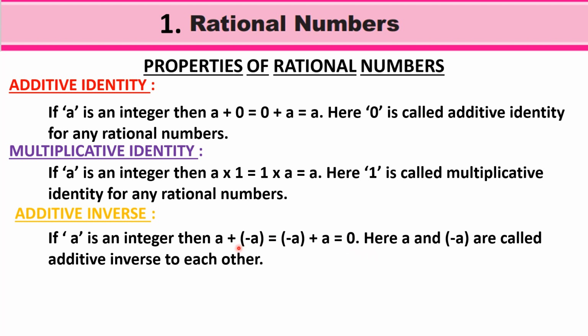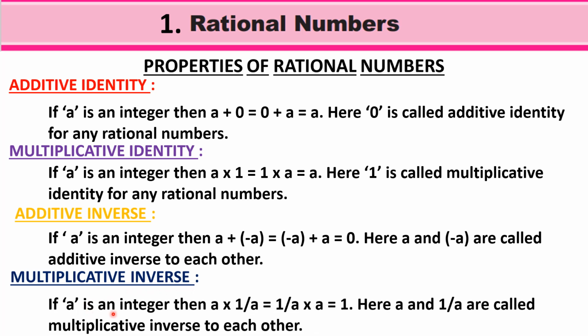That's why here a and minus a are called additive inverse to each other. So additive inverse of a is minus a, and additive inverse of minus a is plus a here. Okay, children, now let us see multiplicative inverse.